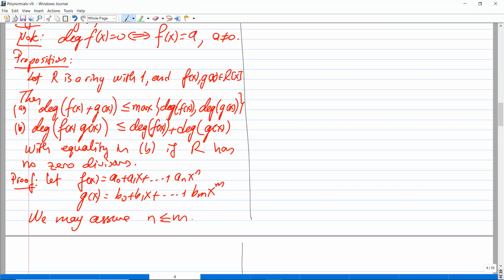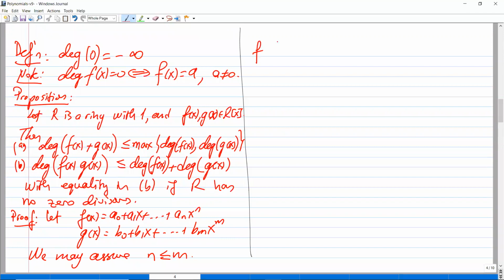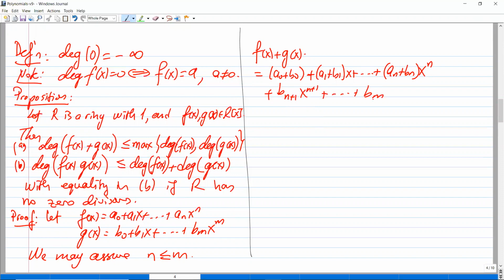So that f(x) plus g(x) becomes: the first term is a0 plus b0, the second term is (a1 plus b1)x, and so on, up to (an plus bn)x to the n, and then b(n+1) x to the n plus 1, if m is greater than n, etc., up to bm x to the m, with bm not 0.